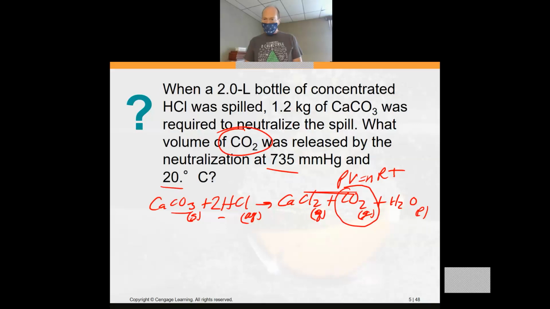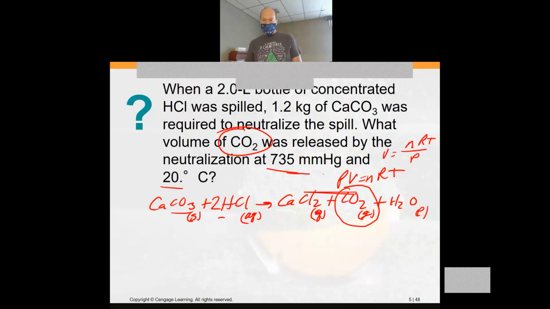So what volume of CO2? We're looking for the volume of CO2. It is a gas, so we need the moles of CO2. R is a constant. We need the temperature of CO2, and we need the pressure of CO2. Here's the pressure that needs to be converted into atmospheres. Here is the temperature that needs to be converted into Kelvin. So now we have to figure out how we get moles of CO2.